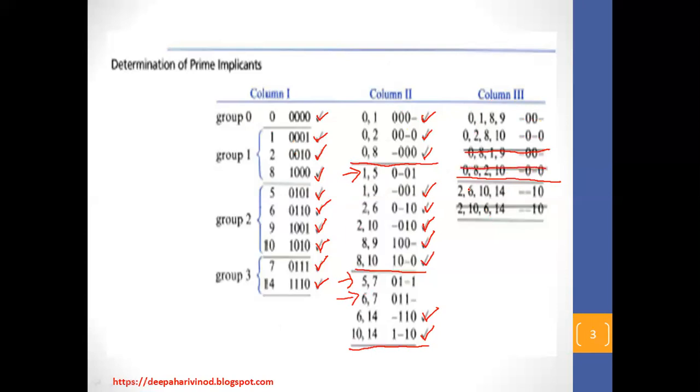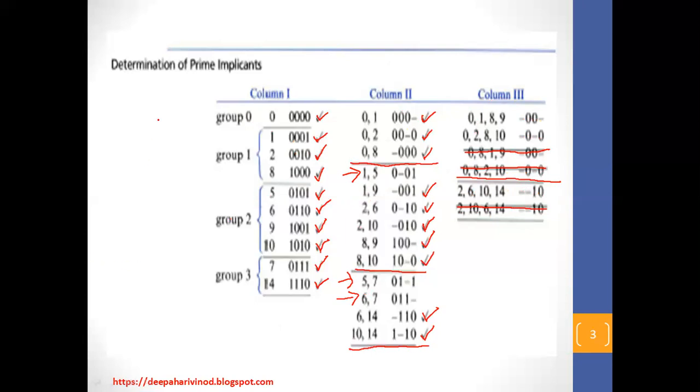Next is 2, 6, 10, 14 and 2, 10, 6, 14. That is dash dash 1, 0 and dash dash 1, 0. So one is cancelled over here. Now what are the terms we get?